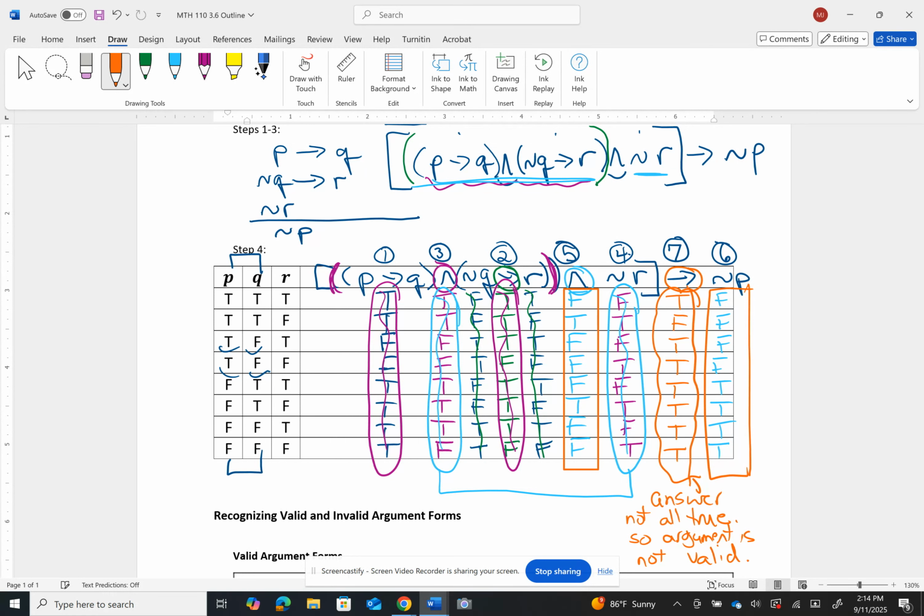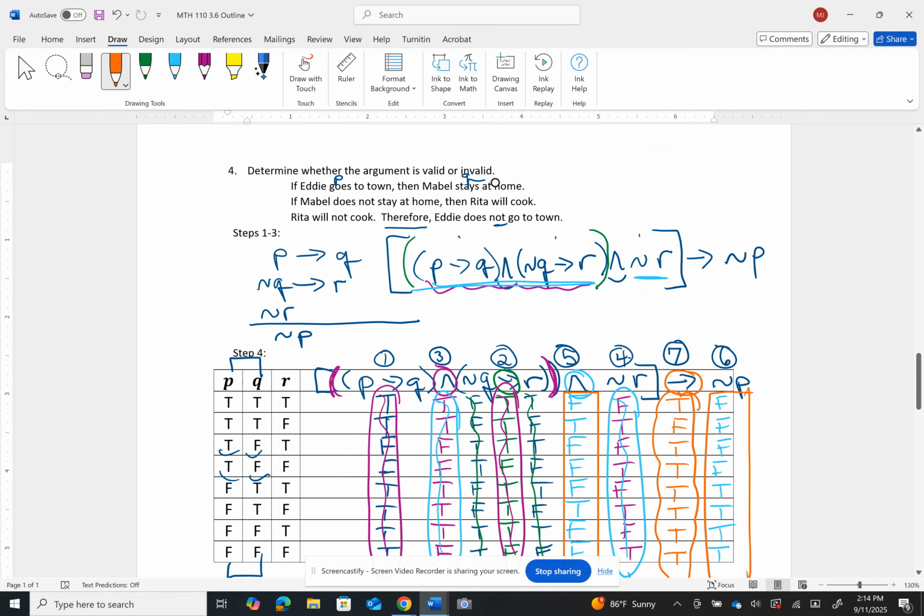All right, so just to recap the process, if you're going to use a truth table to determine if an argument is valid, you have to translate the sentences into the math symbols. And you know how to do that. We did that way back in section 3.1. Once you've translated all the sentences into math symbols, you then need to hook them together properly to create one compound statement.